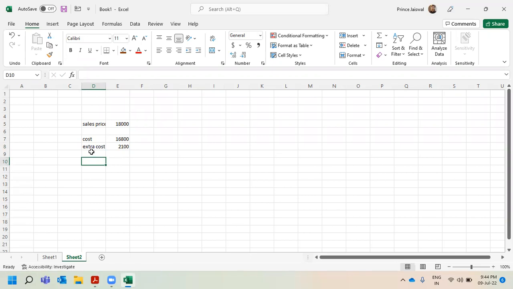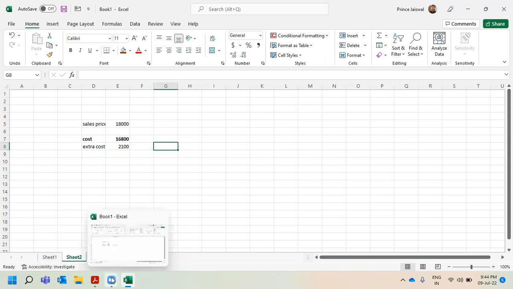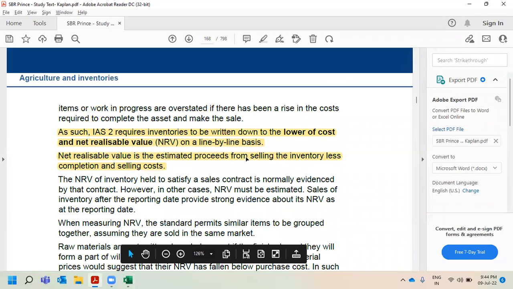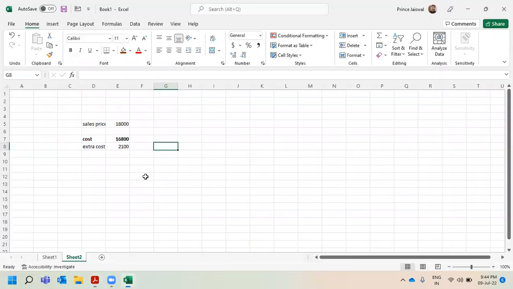So what is my cost? My cost is 16,800. And what is my NRV? Again, I'm repeating: NRV is the estimated proceeds from selling the inventory less the cost of completion and selling cost.